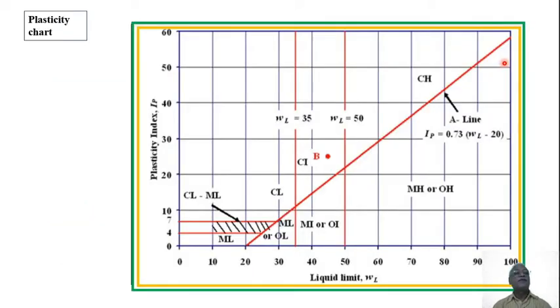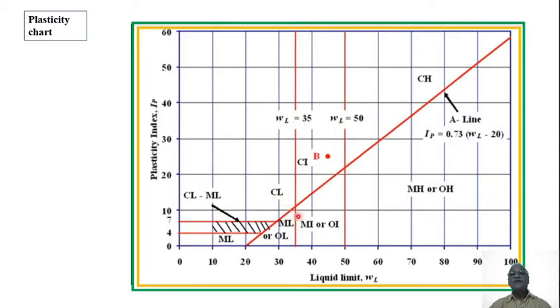Okay, here there is a plasticity chart. It's a ready-made chart. We have seen that there are important red lines: one inclined, having the equation IP equal to 0.73 (WL minus 20), and two vertical lines at WL equal to 35 and 50. So in this region, if the soil falls, then it will be CL.